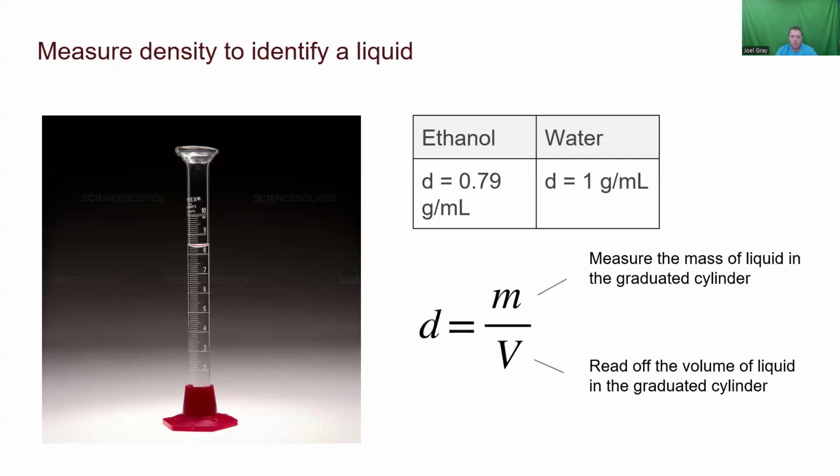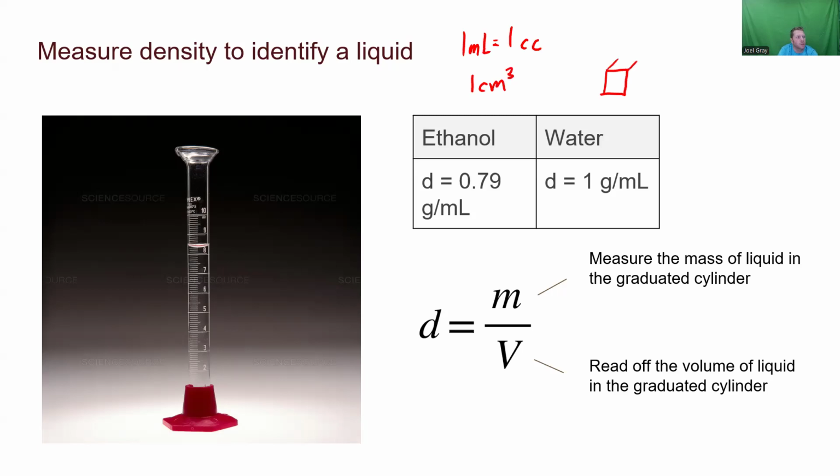Now, we can also measure density to identify a liquid. We've got ethanol and water. The density of ethanol is 0.79 grams per milliliter. The density of water is 1 gram per milliliter. Now, on our first day in class, or maybe it was our second day, we talked about 1 milliliter being equal to 1 cubic centimeter, or 1 cm cubed.